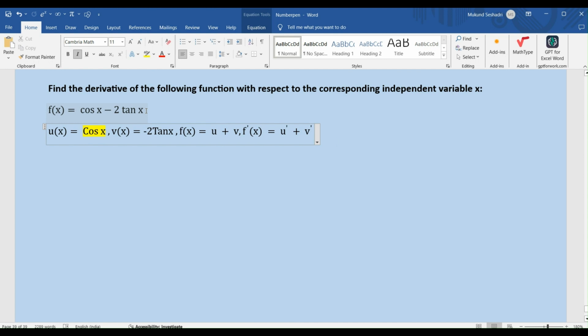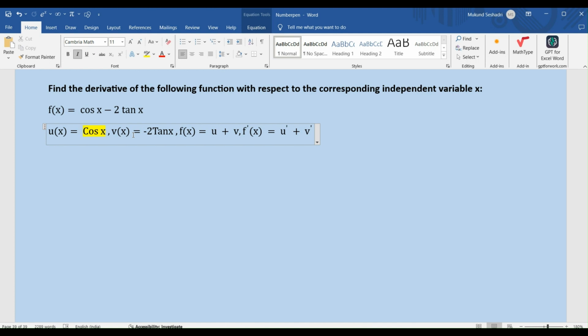And I put a link to this particular video where I've solved for cos x using first principles. So please take a look at it. The link is there in the description. So we know what is my u dashed. My u dashed can straight away be written as minus sine x.